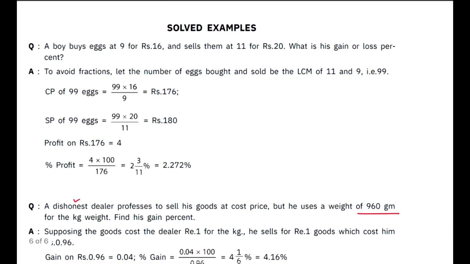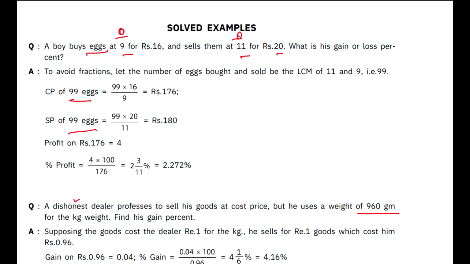Try another question with me, everyone. A boy buys eggs at 9 for rupees 16 and sells them at 11 for rupees 20. What will be his gain or loss? The only thing you need to keep in mind is that we took the LCM of 9 and 11. When questions compare CP and SP of two different quantities, simply take the LCM and find the CP of 99 eggs and the SP of 99 eggs.